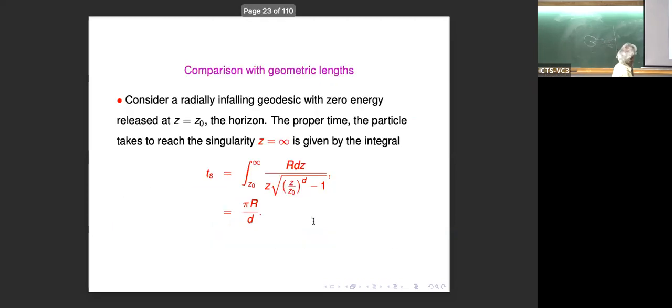Okay. So now let's look at proper time. We consider a radially infalling geodesic with zero energy released here, and this is just a simple classical mechanics problem, and you can calculate the time to singularity, and here it is. It doesn't depend on the mass. It just depends on the radius of AdS and the d. So that's the time to singularity for this AdS black hole.